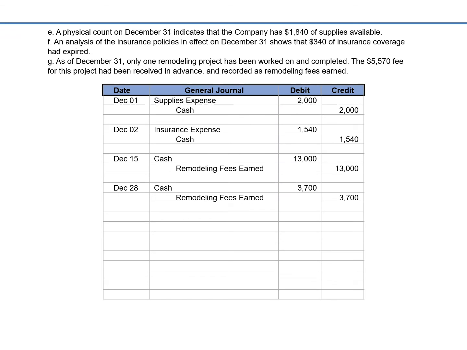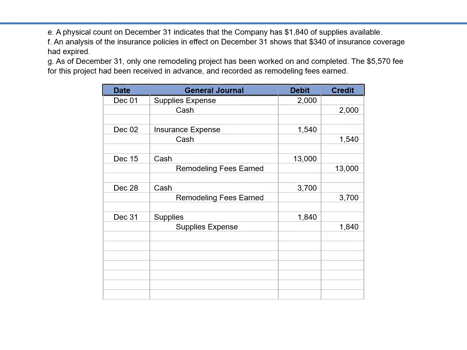Then a physical count on December 31st indicates the company has $1,840 of supplies available. The way that we're going to correct that is, right now they have a zero balance in their supplies asset account because when they bought them all, they expensed them. That's our December 1st transaction there. So now the physical count says we have $1,840 of supplies available, so we need to put those supplies on our balance sheet. And what that would mean is we're going to reduce our expense. So we're going to debit supplies for the amount that we have available, and we're going to credit our supplies expense because we didn't use all $2,000 worth of supplies that we originally expensed.